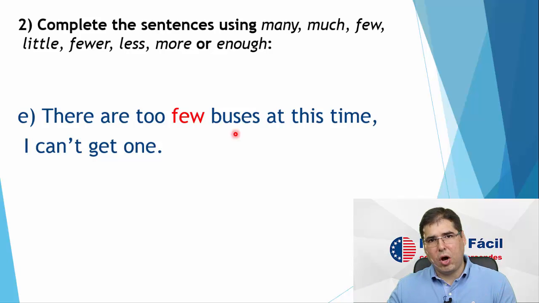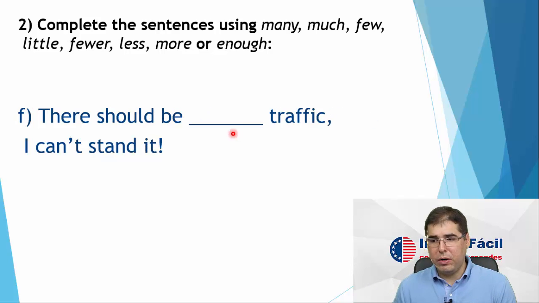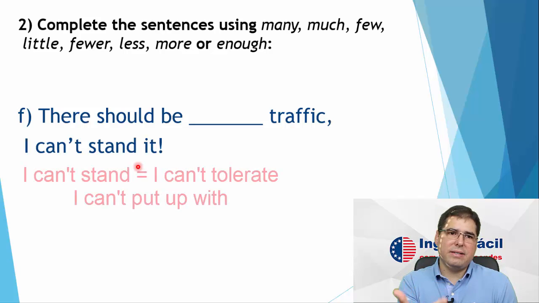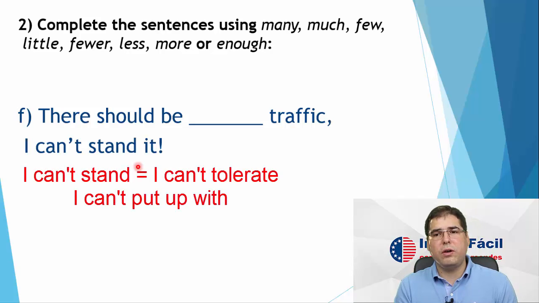The idea is opposite. Now, there should be traffic. I can't stand it. Do you guys know what I can't stand means? So this is a phrasal verb. When you say I can't stand something, it means you cannot tolerate. You cannot put up with something. Okay, so another phrasal verb. Can't stand is a synonym of tolerate and put up with. Okay, I can't put up with traffic. So it means I do not tolerate traffic.